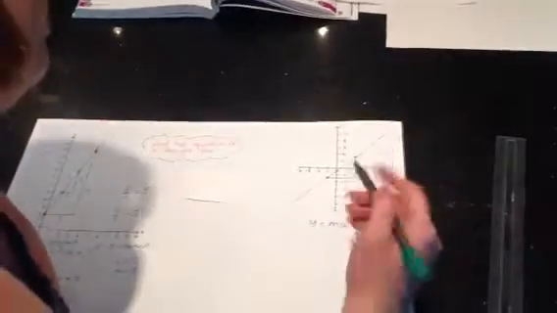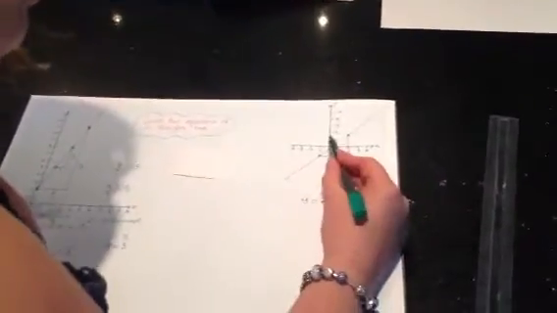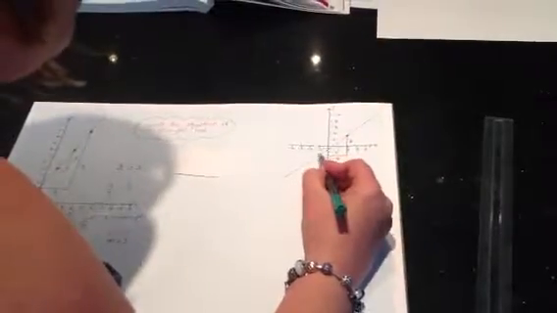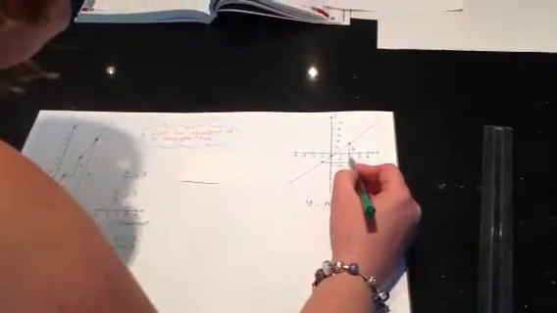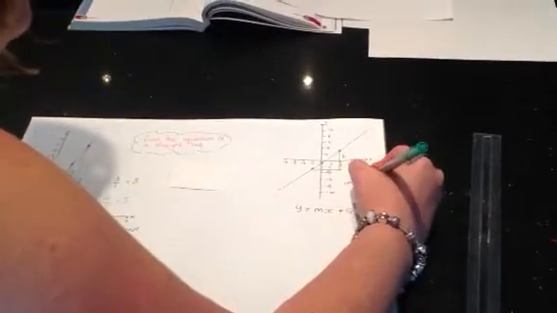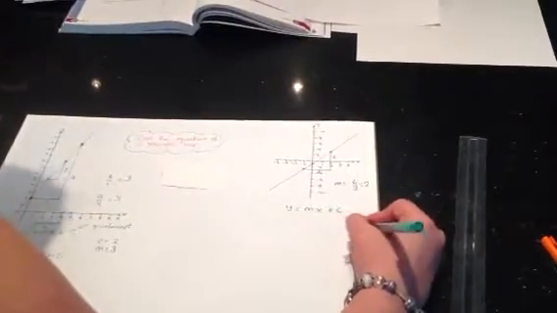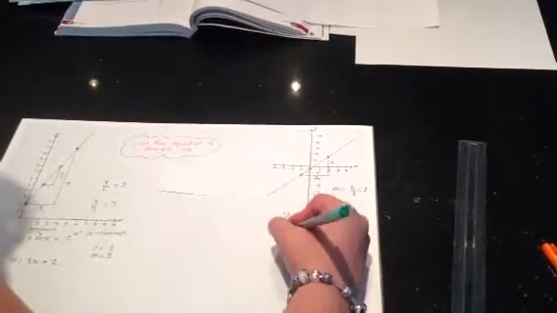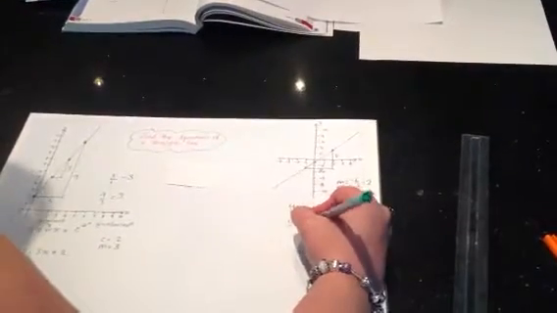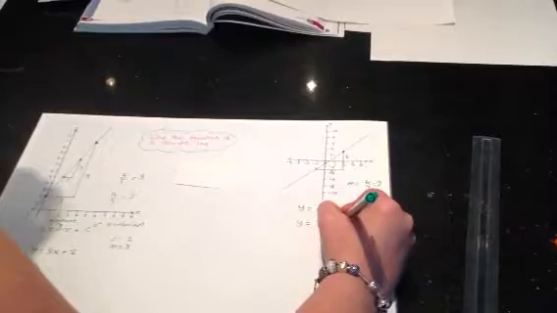Now when I look at the triangle, it's going from -3 up to +3, so it's got a height of 6, and it's coming from -1 across to +2, so it's got a width of 3. So the gradient on my graph is 6 divided by 3, which equals 2. So my gradient is 2, and my equation is y equals 2x minus 1.